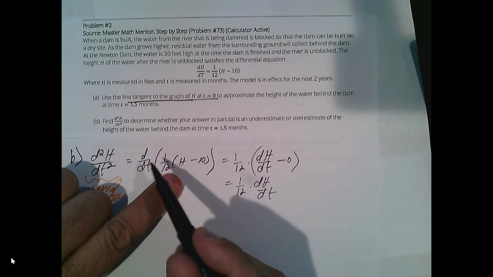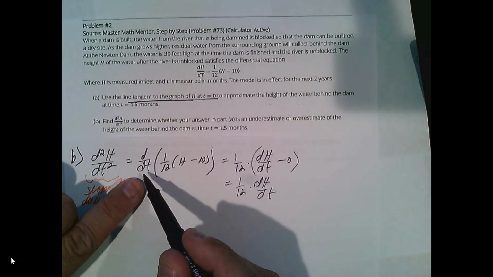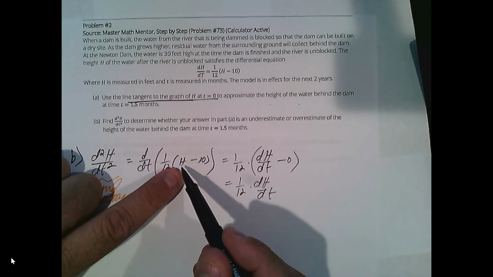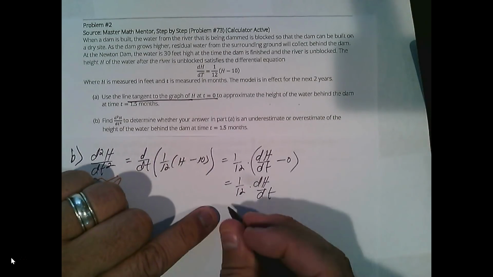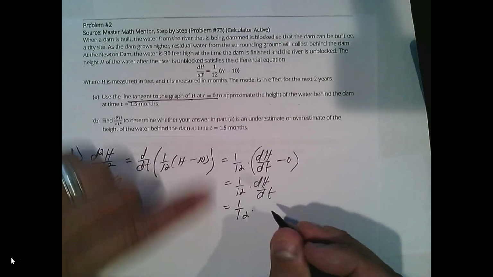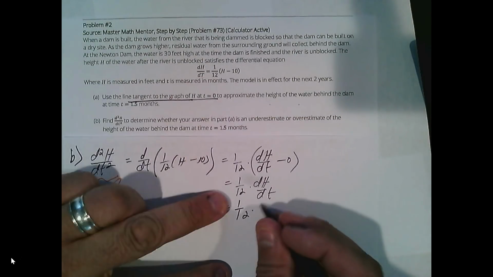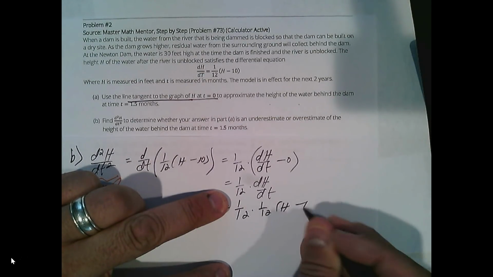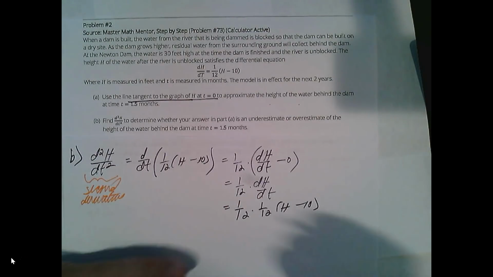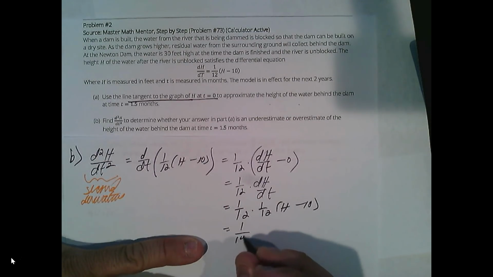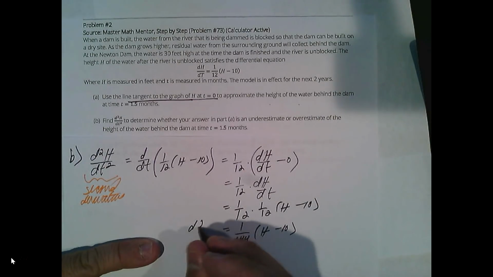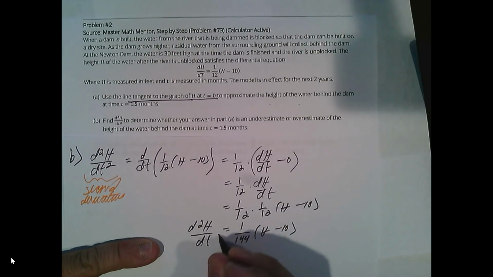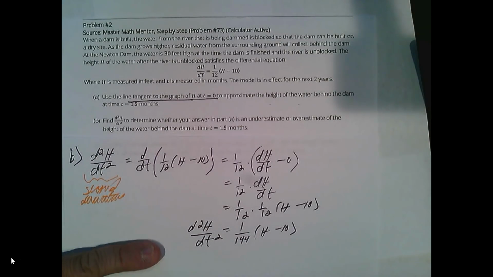Again, the reason is that we're taking the derivative with respect to time. t is the variable, but I'm taking the derivative of h. Now, you can go further and say, well, we know from earlier that dh/dt is 1/12 of (h minus 10). So let me plug that in. Multiply it out if you want to. You're going to get 1/144 times (h minus 10) is your second derivative.